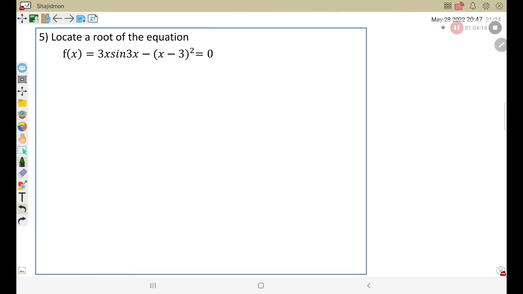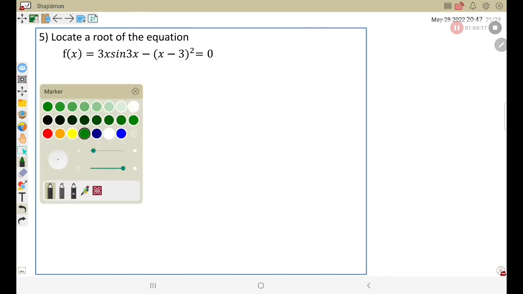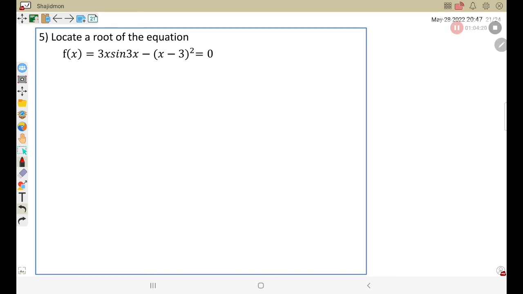Now we will go to question 5, just an example only. Locate a root of the equation. What is the meaning of location? I told you: what is A and what is B. That is the meaning of location, the approximate location. You just find what is A and what is B of the equation 3x sine 3x minus x minus 3 whole power 2. This is just for your understanding. Actually, we cannot find manually the location for all equations. This is not easy, because sometimes bigger numbers will come.